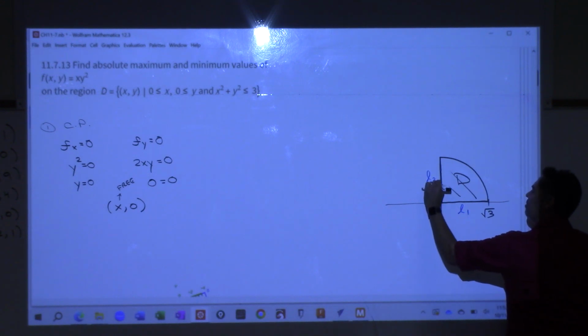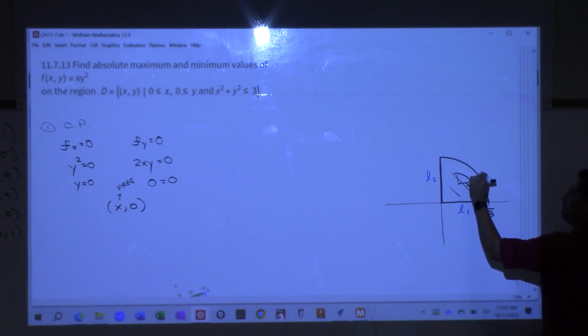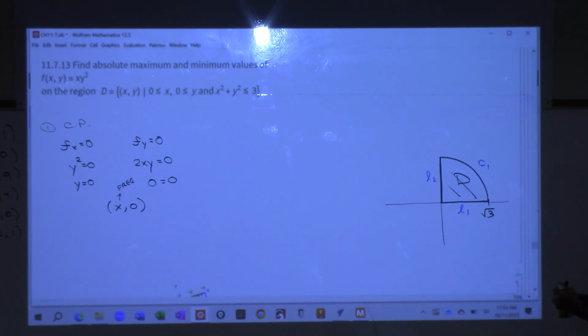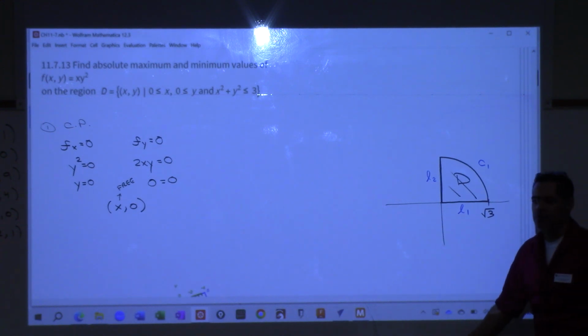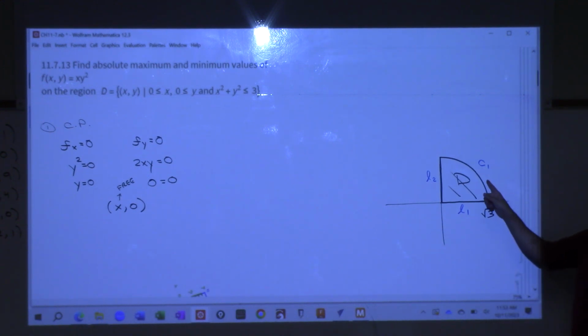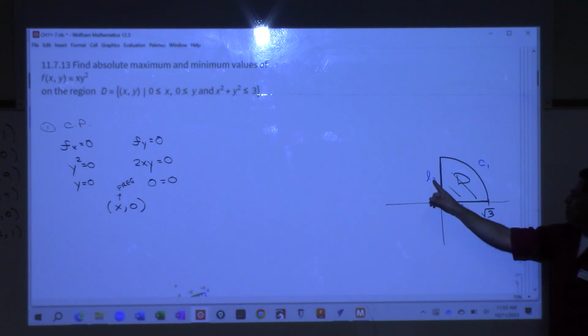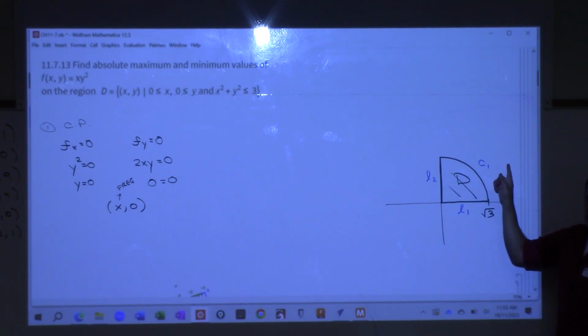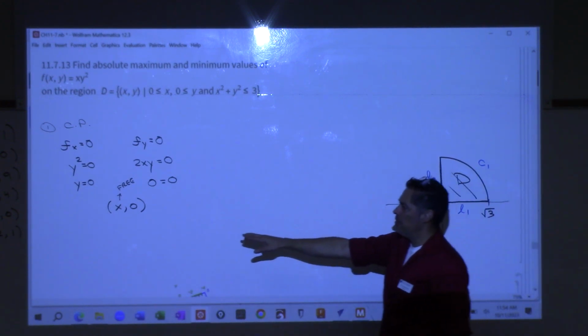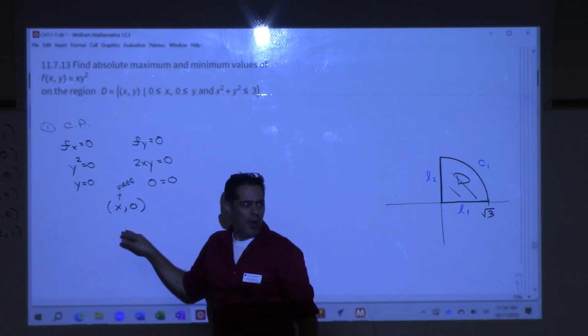This will be L2. And this will be C1. Curve 1. Because L was line, right? That's not a line, that's a curve. So it would just be a little silly to me to call it a line. Line 1, line 2, curve 1. So this right here basically is going to be covered with L1.